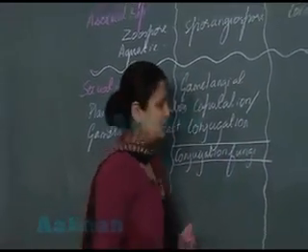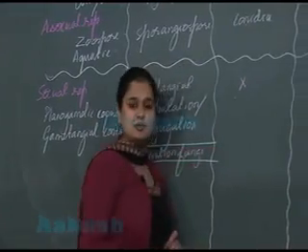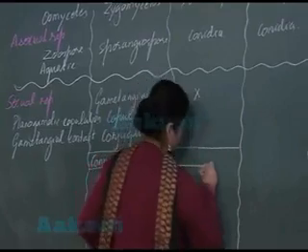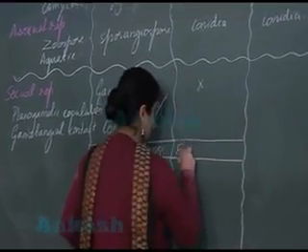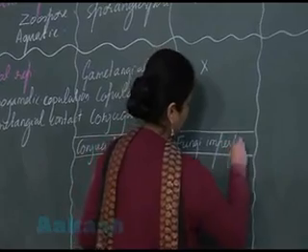In deuteromycetes, sexual structures are absent. Sexual reproduction is absent. That's why this group of fungi is known as fungi imperfecti.